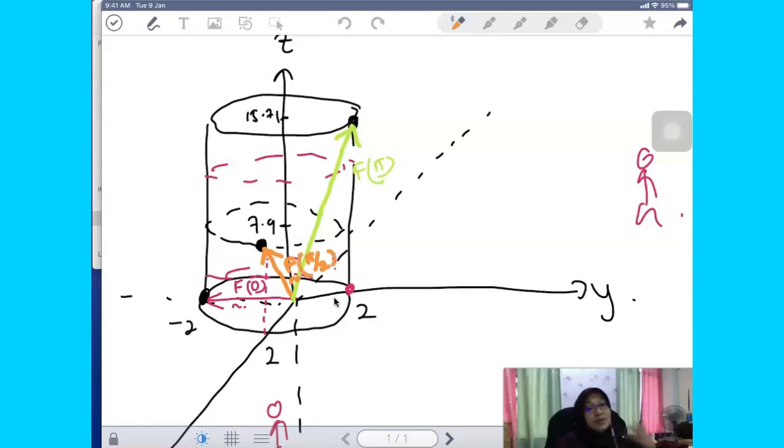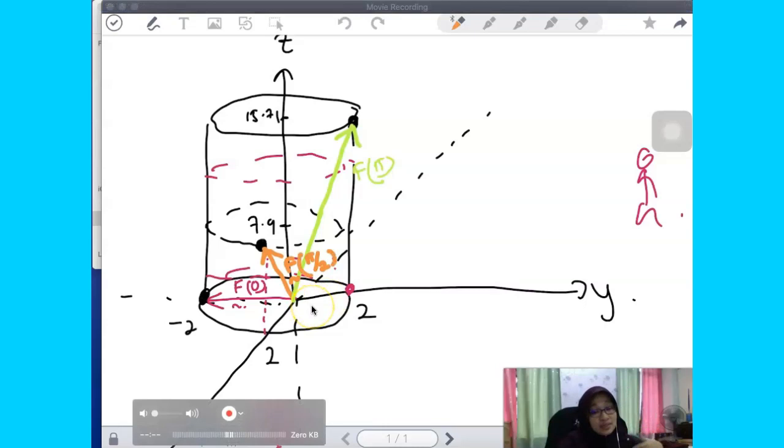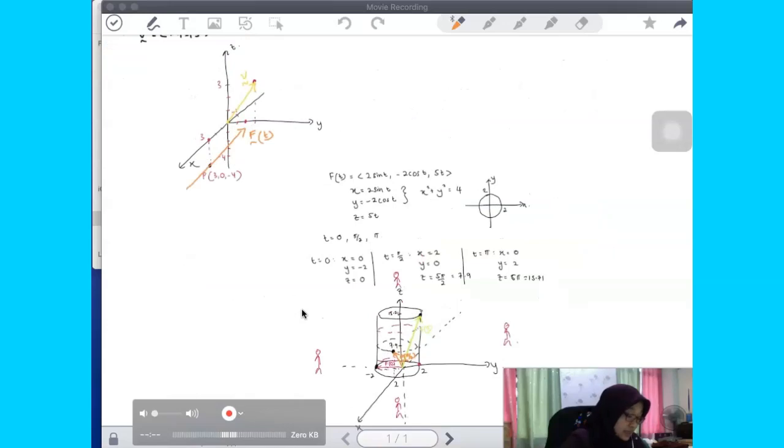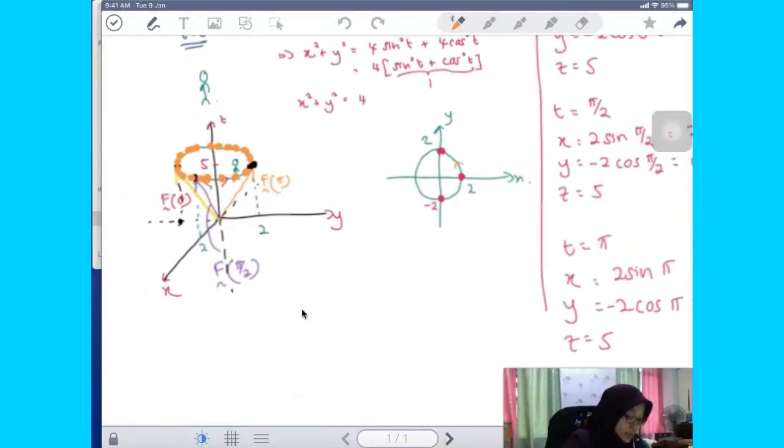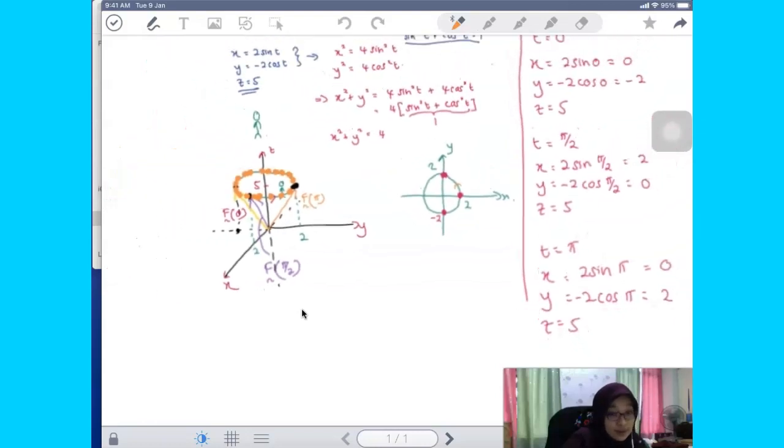Okay, but then you can't see the ellipse yet. It's just a plotting of the point and also the position vector. But imagine if you have many points there, how can you provide the ellipse? When you put everything, you will have a helix shape. So based on our previous example just now, we have shown that the direction is anti-clockwise.